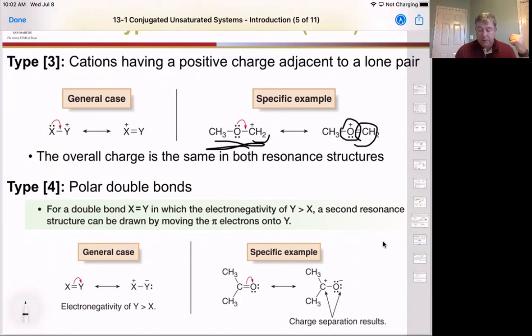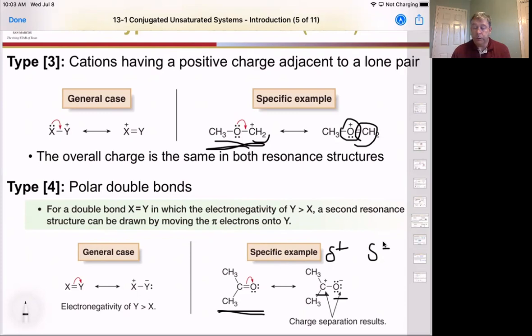Okay, so just like in the case of our ketones from our last chapter, we know that, by resonance, we can actually separate that charge into two different species, giving us our partially positive carbon and our partially negative species, oxygen.